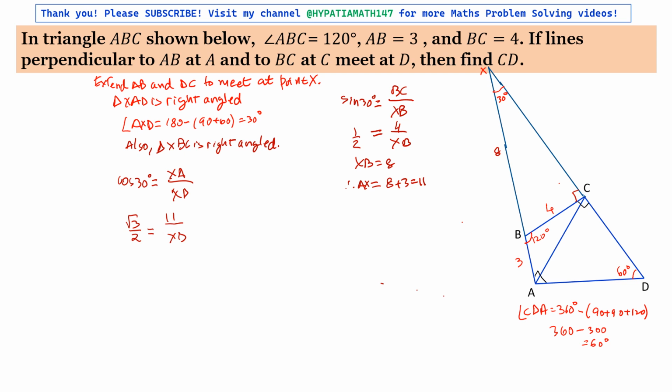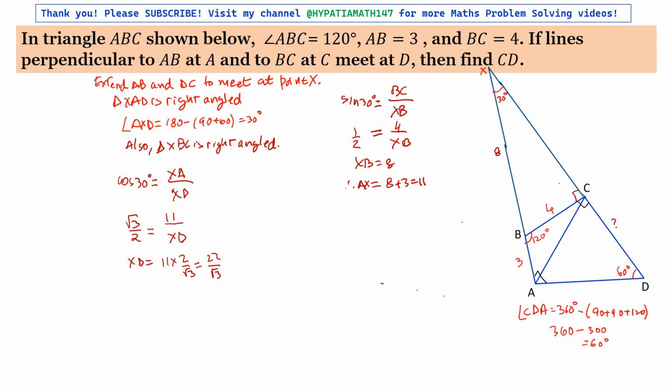So XD, and we have to find CD. I better put the question mark or I'll forget. So XD equals 11 multiplied by 2 out of root 3, 22 out of root 3. Let's leave it as that for the moment, because this is not the final answer. We've just managed to get what XD is, because we have to find CD. So we have to find what XC is.